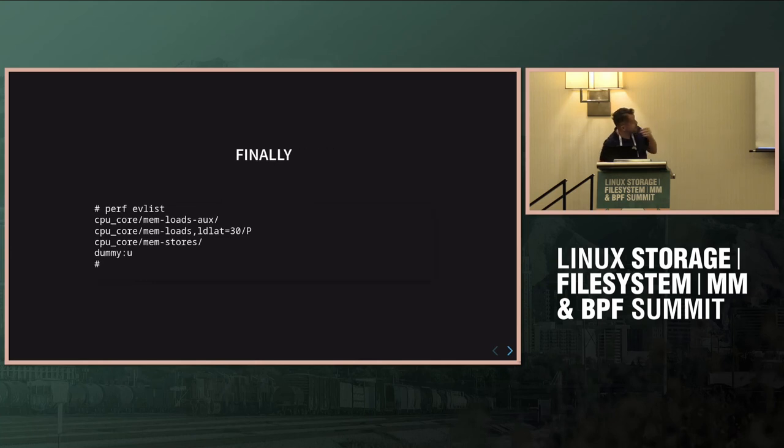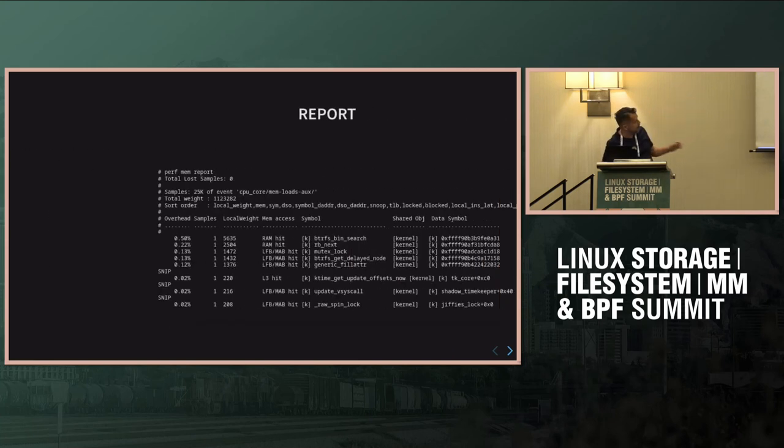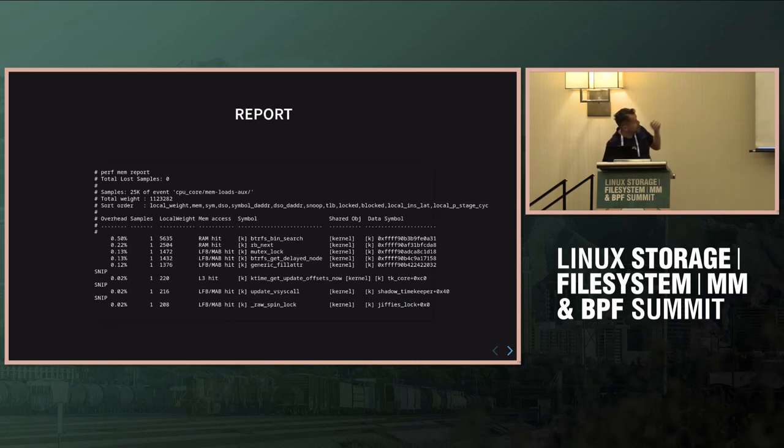But finally, if you do perf evlist, you're gonna see the cpu_core, and then there is this auxiliary event that I had to put in front of the other ones. Okay. So if I do a report, perf mem report, I'm gonna see things like this. So it starts to get interesting.